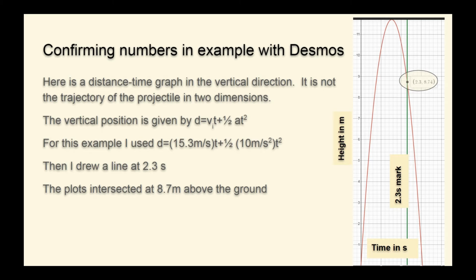So what I did is I put a vertical mark at 2.3 seconds, and then I took our information, d equals VIT plus half at squared, and I plotted the vertical position in time, which is the parabola. I put this 2.3 second mark here, and sure enough, the vertical motion of the shell intersects the 2.3 second mark at exactly the height we predicted. You have to try this yourself a few times to really get the hang of it.